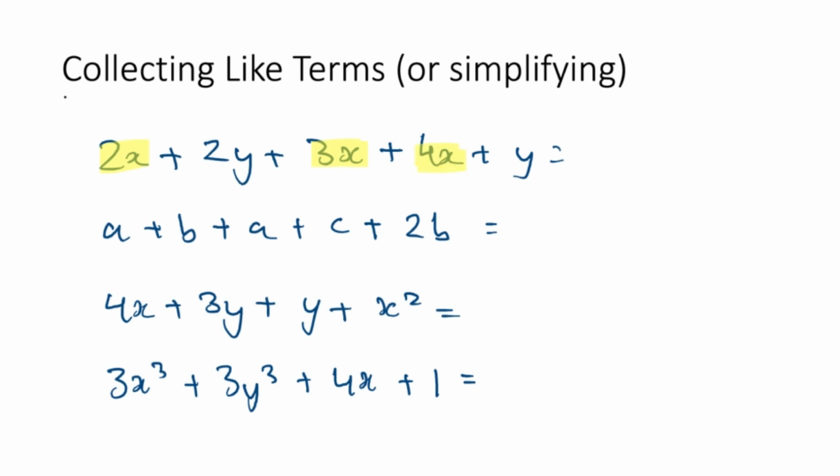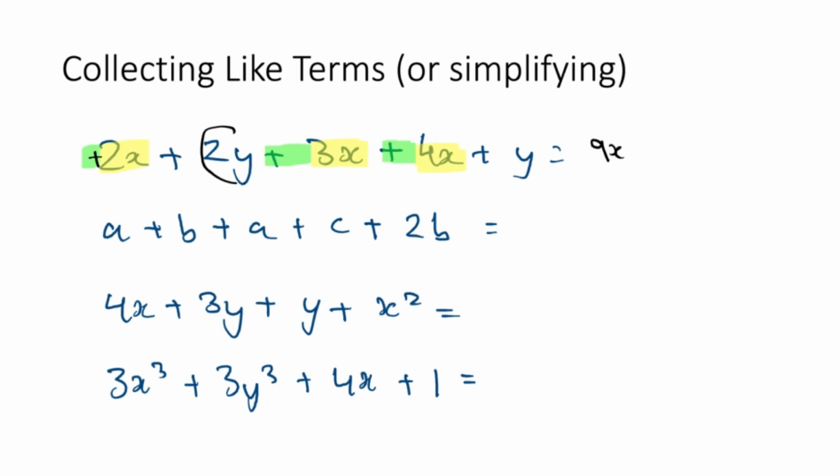When you simplify them, you take the sign they have with them, and then you simplify by adding or subtracting. So in this case, you have plus 2x, there's a mini plus sign here, plus 2x, plus 3x, so that's 5x, and then plus 4x. That will give you 9x. Now same thing with the y term.